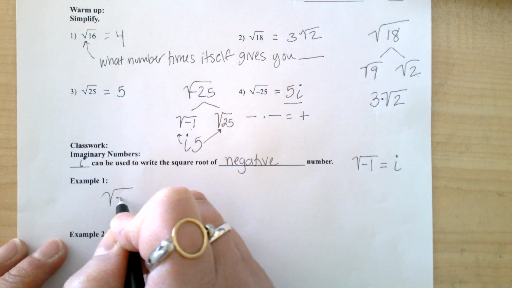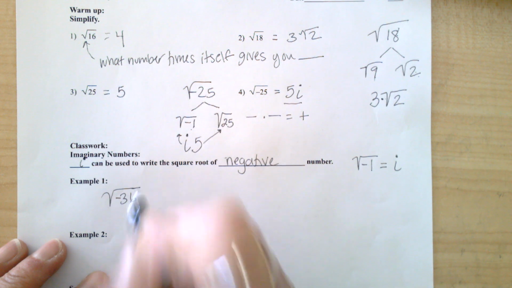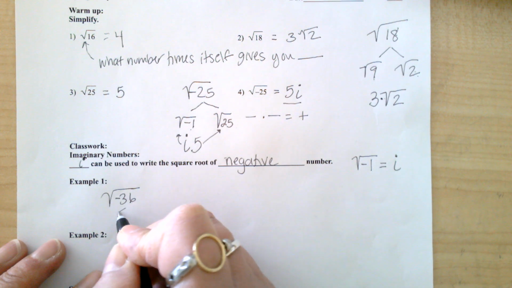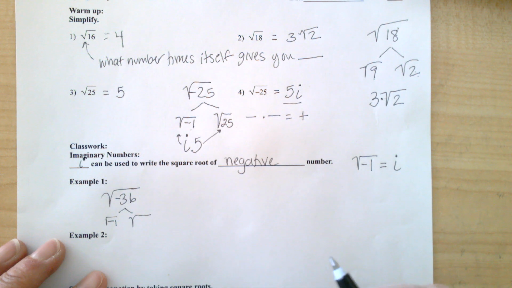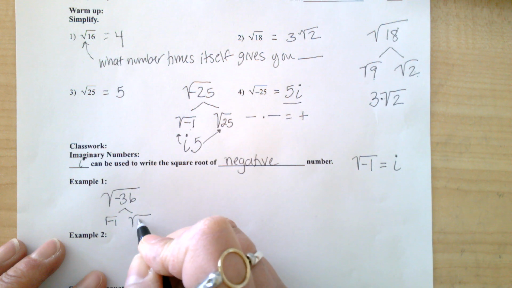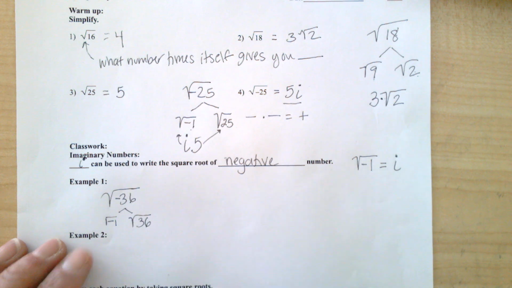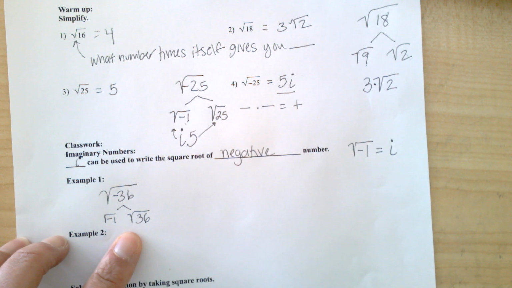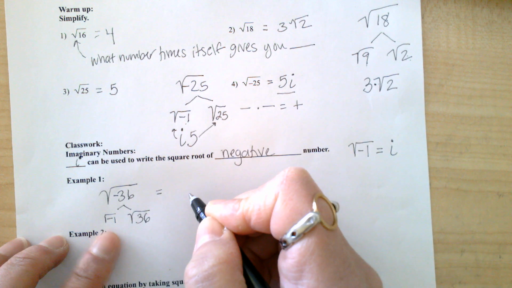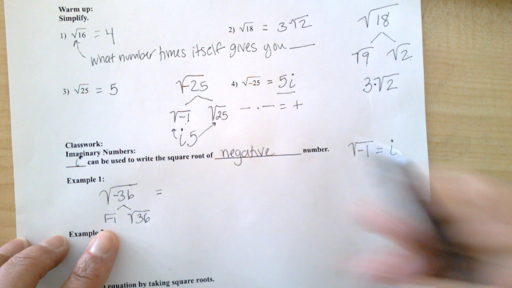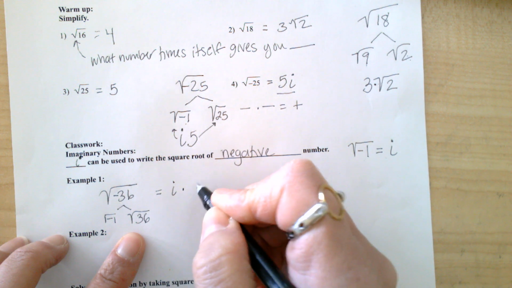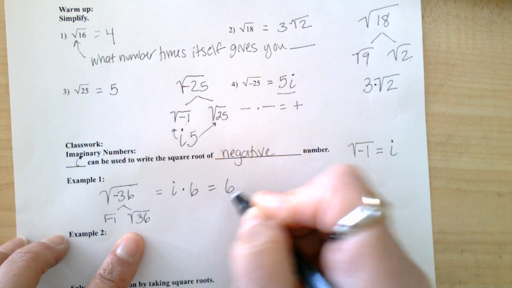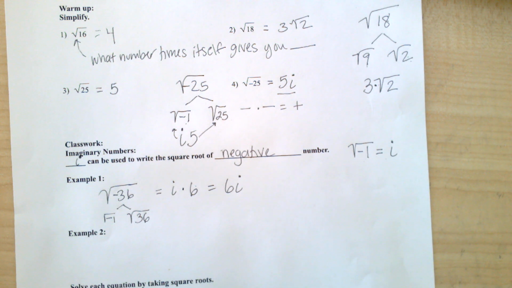Okay, let's do another example. Let's just do the square root of negative 36. So we can divide out the square root of negative 1. What number do we need to multiply to get back to 36? Negative 36 is negative 1 times 36. And so what we're going to find here is the square root of negative 1 is i, times the square root of 36 is 6. And then I'm just going to write it as 6i. Remember, they are interchangeable. You can change them back and forth.